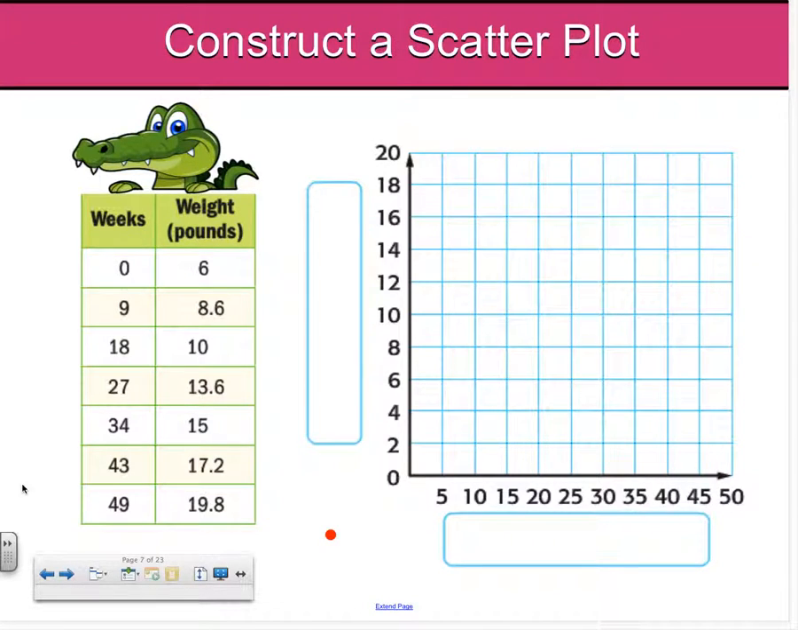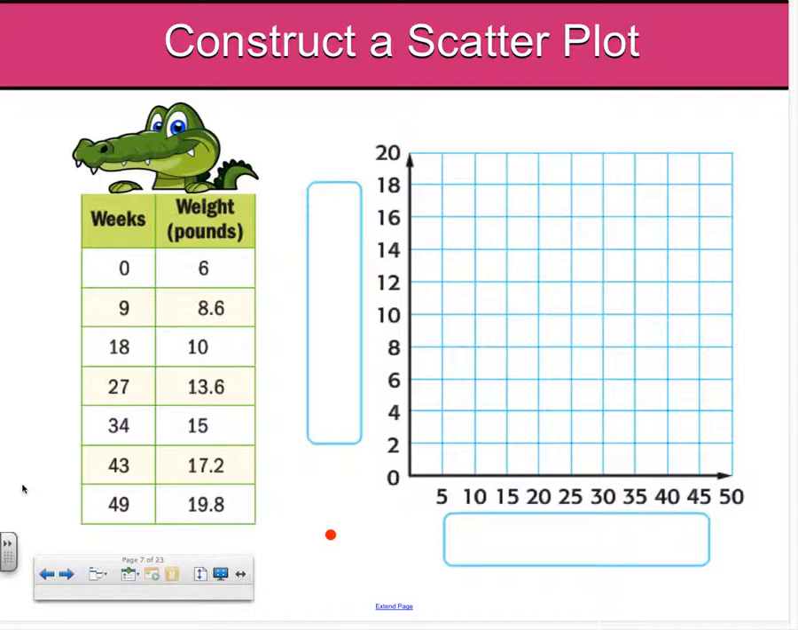Today we're going to learn about scatter plots. A scatter plot is a name for data that is put onto a coordinate grid or a graph. And there'll be several data points, and what we want to do with a scatter plot is look at the data points and see if we can make any predictions, see if we can make any associations.